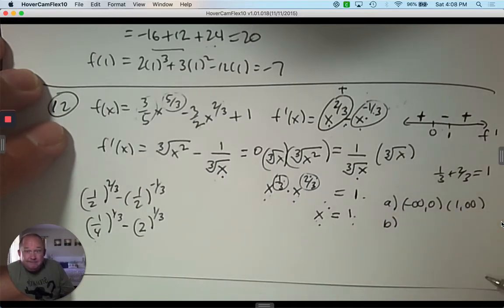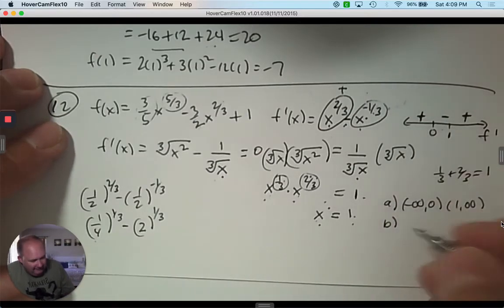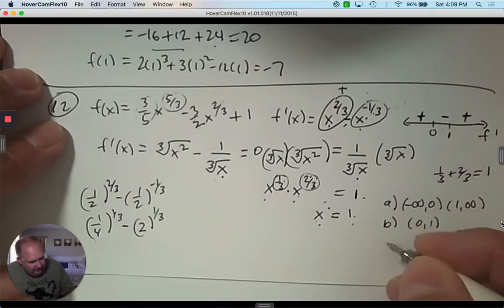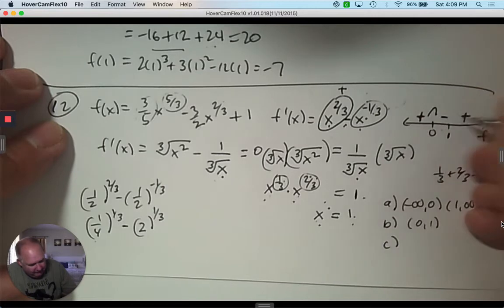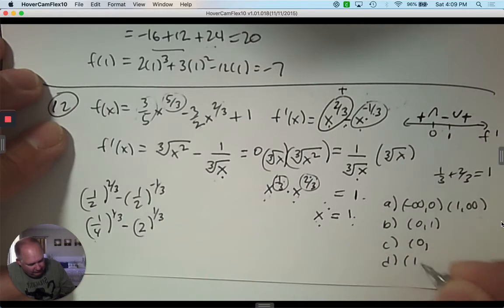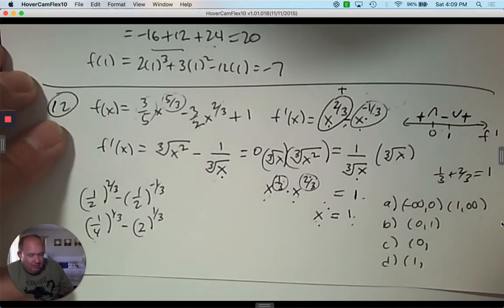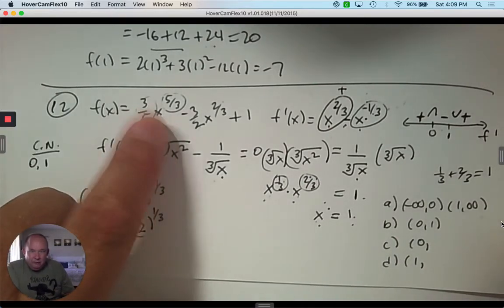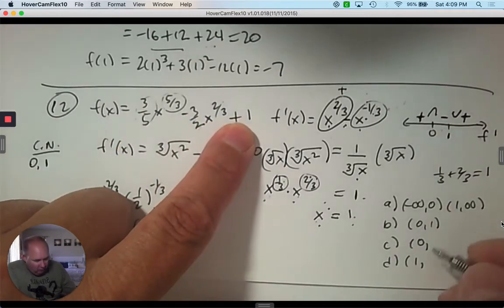Part B, where is it decreasing? From 0 to 1. Part C, here we have a maximum and here we have a minimum. So at 0 we have a maximum, and at positive 1 we have a minimum. So we have to go back here. So 0, 0 leave me just with 1.